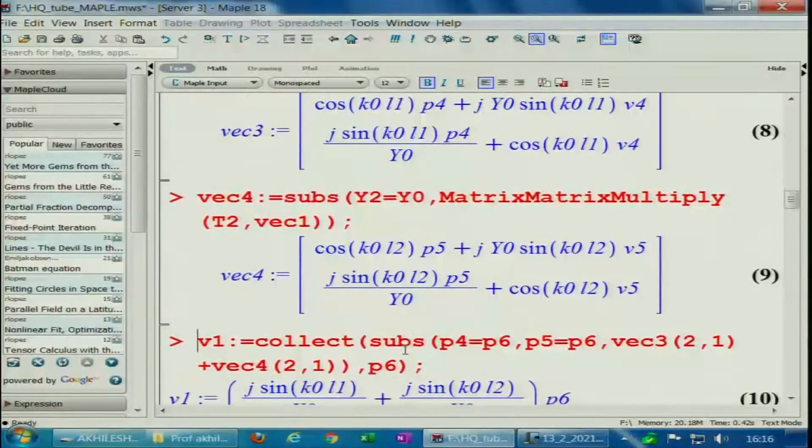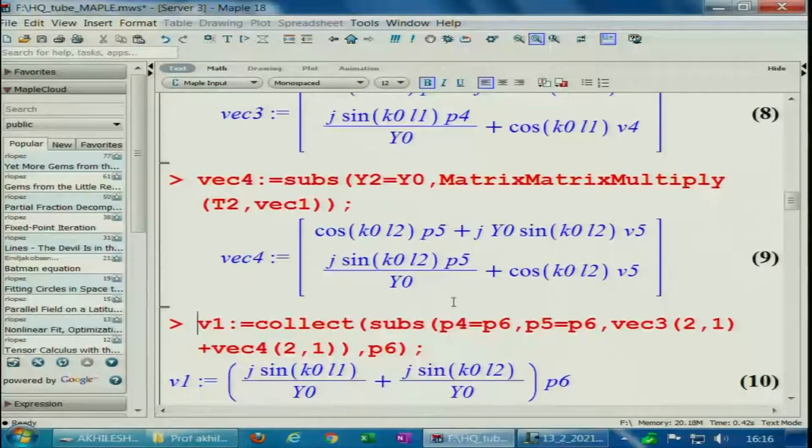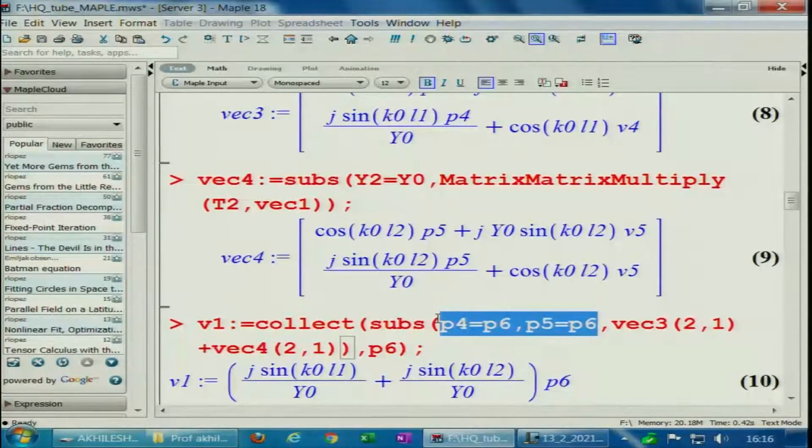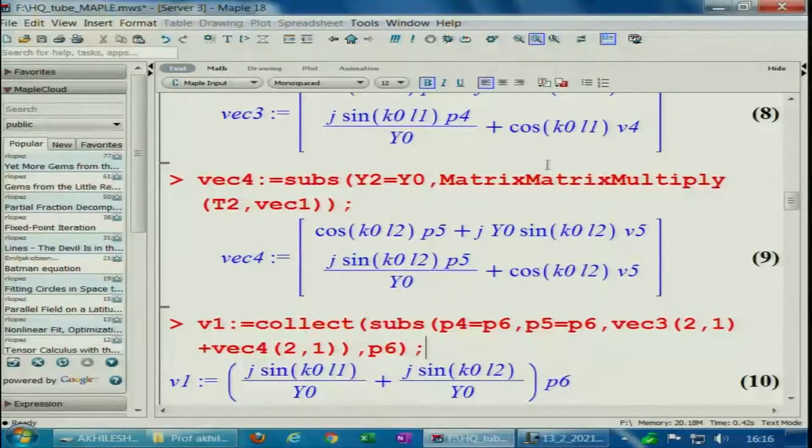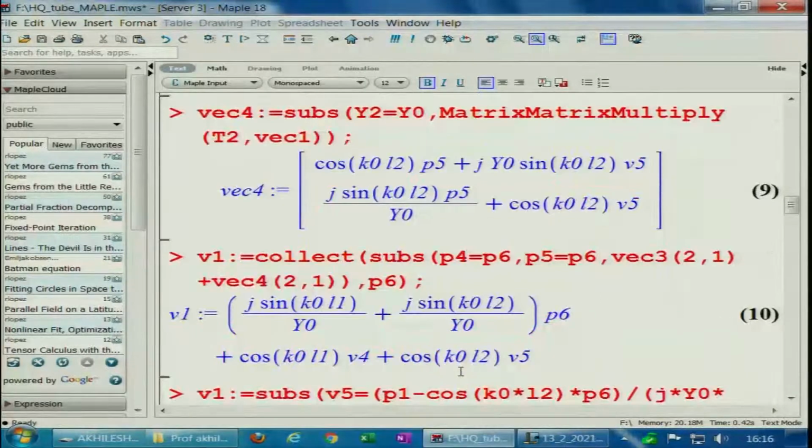So, then what we do is that we substitute in place of P4 and P5 P6, that is what we have done here, and vector 3. So, we have substituted this in vec 3 2 1, 2 1 means the second row, and for vec 3 and second row of vec 4. Why are we doing this? Because as we realize first it is V1 is equal to V2 plus V3. So, we are getting V2 and V3 in here, and then we are doing all this algebraic manipulations.